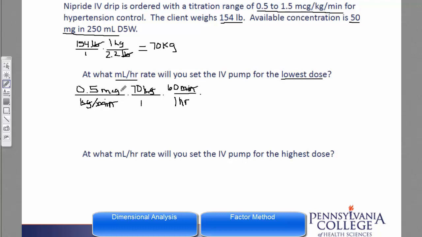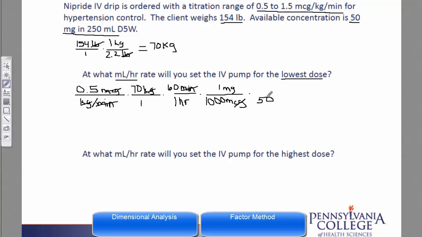The order is in micrograms, but in my IV bag there are milligrams, so I need to convert. So there are 1,000 micrograms, and this conversion is on your conversions to memorize sheet, to 1 milligram. Micrograms cancels. Now I need to change milligrams into milliliters, and the only way for me to do that is with a concentration of medication, and that is given to me.